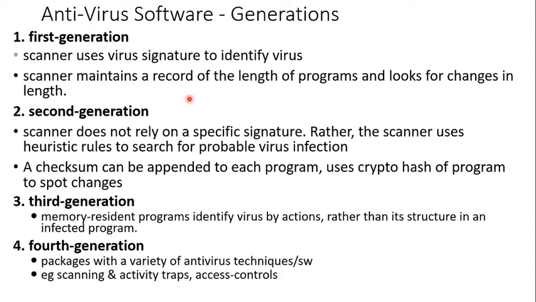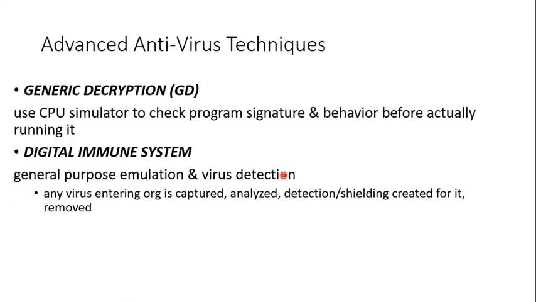Next, let's move on to the antivirus techniques. Here we are going to consider three types, not only two. Here I just listed two, and the third one I will show you is behavioral. The three are generic decryption, the digital immune system, so-called DIS, and the third one, behavior based.